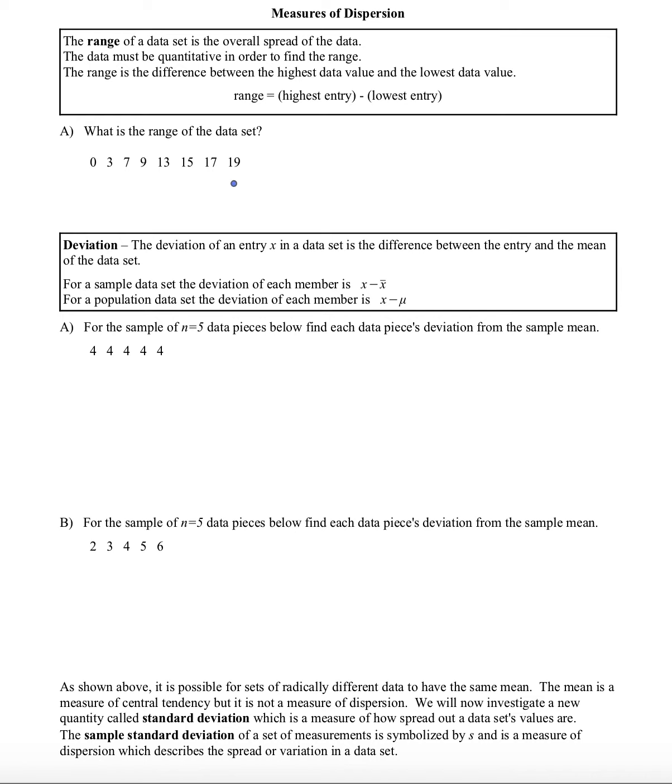This data set here is put into order, which is great for finding the range, because we can easily identify the lowest data piece and the highest. Now all we have to do is subtract them. The range is 19 minus 0, which is 19.